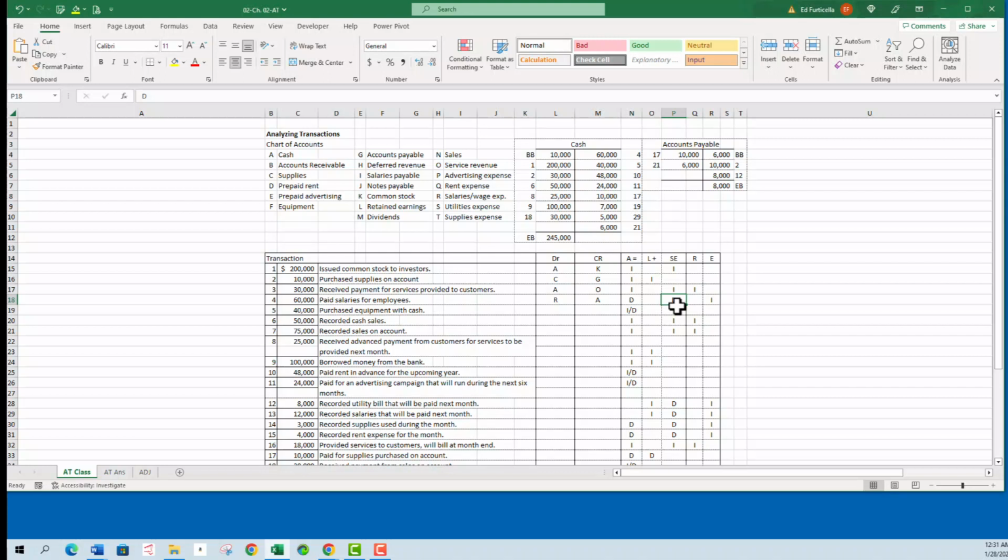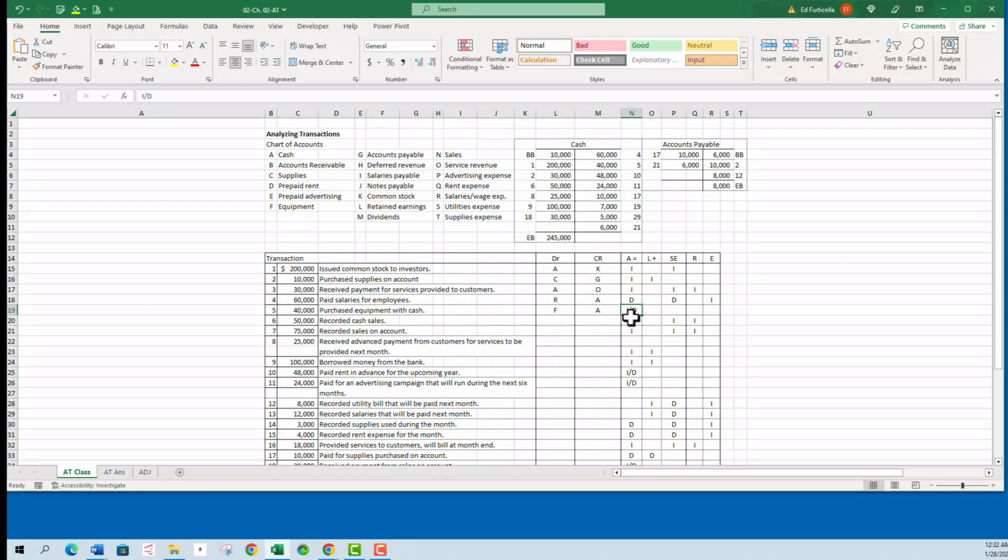On number 5, we say purchase equipment for cash. Well, if we're buying equipment, then equipment is one account and cash is the other. Equipment is an asset. We're going to debit it, so we debit F. We're going to credit cash because cash is being paid out. So when we look at the accounting equation, we had one asset go up, so I put an I there, and we had one asset, cash, go down, so I put a D there.